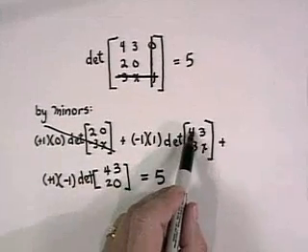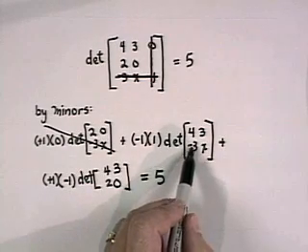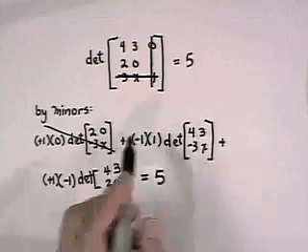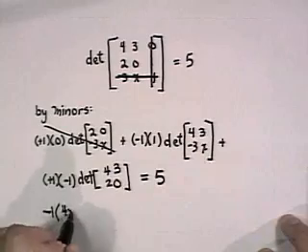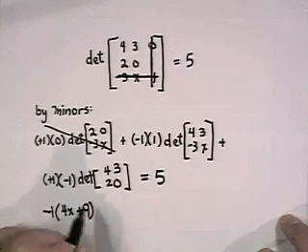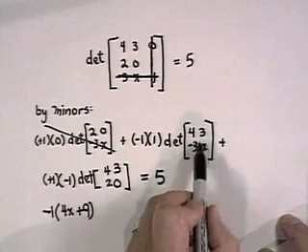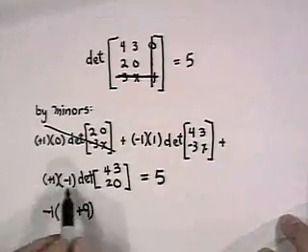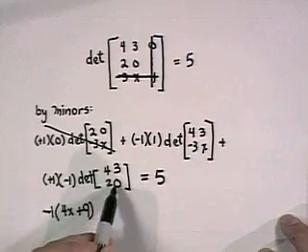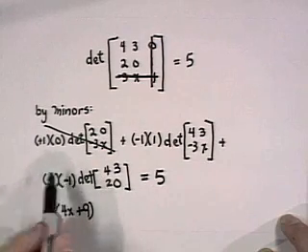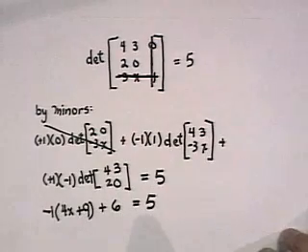This determinant is 4x minus negative 9, which is 4x plus 9, times negative 1. Negative 1 times 4x plus 9. Remember, it's positive because it's 3 times negative 3. 3 times negative 3 is negative 9, but it's subtracted. All right? Then the next one, 4 times 0 is 0, minus 3 times 2 is 6. Negative 6 times negative 1 is positive 6, equals 5.